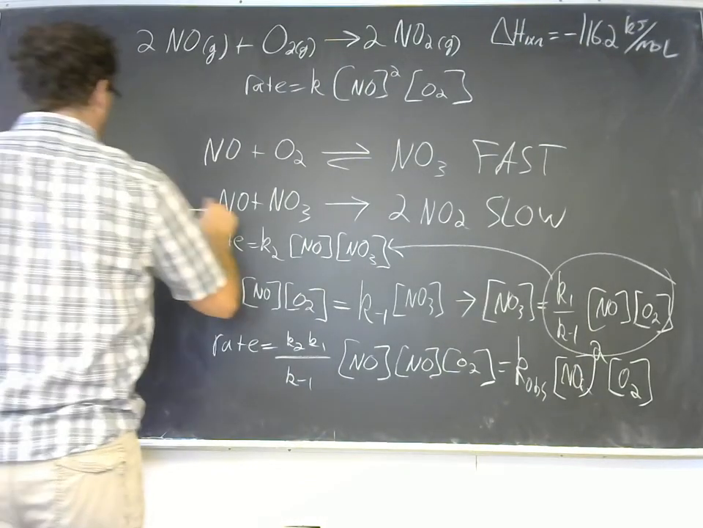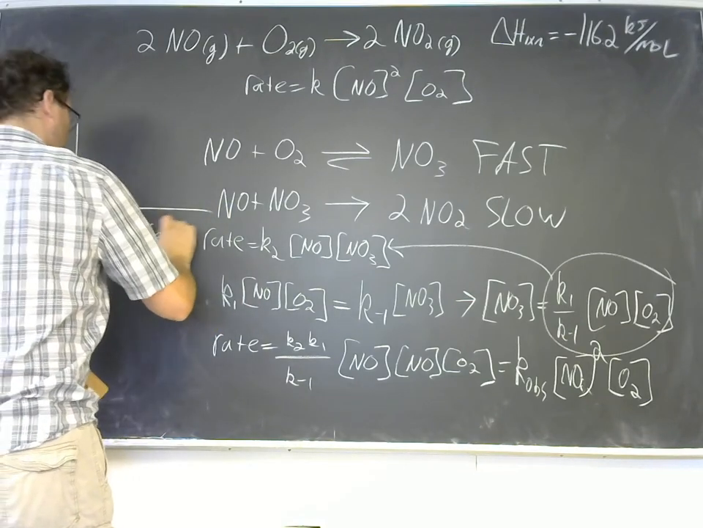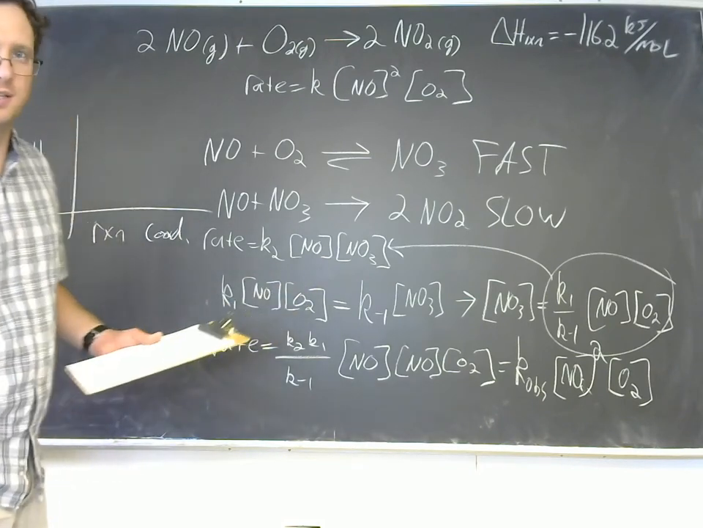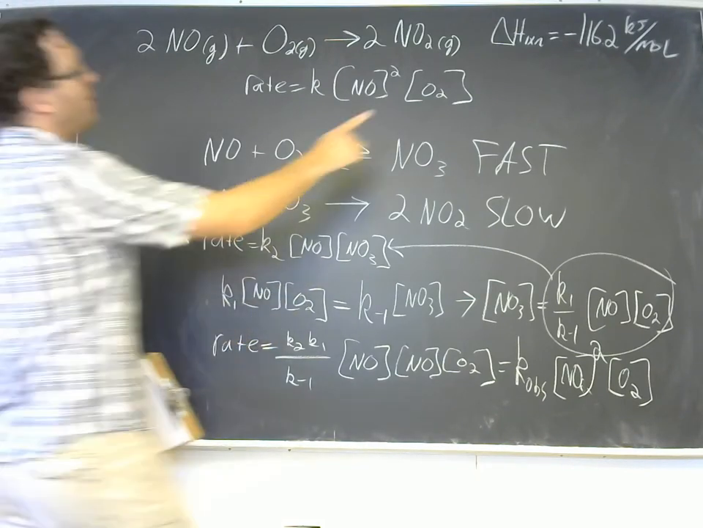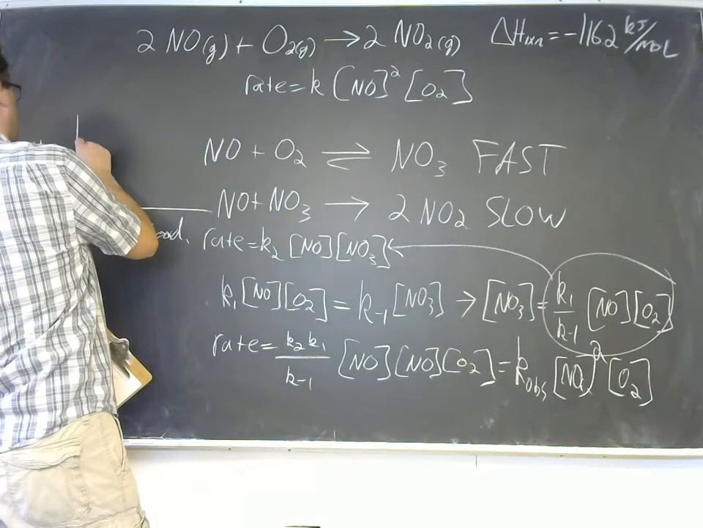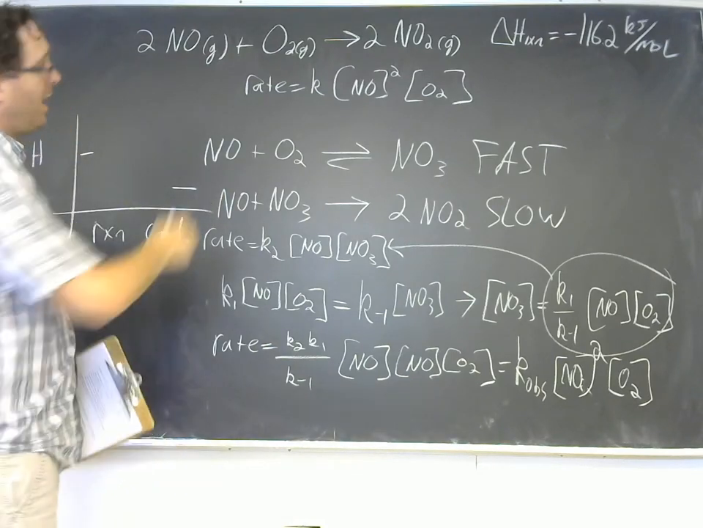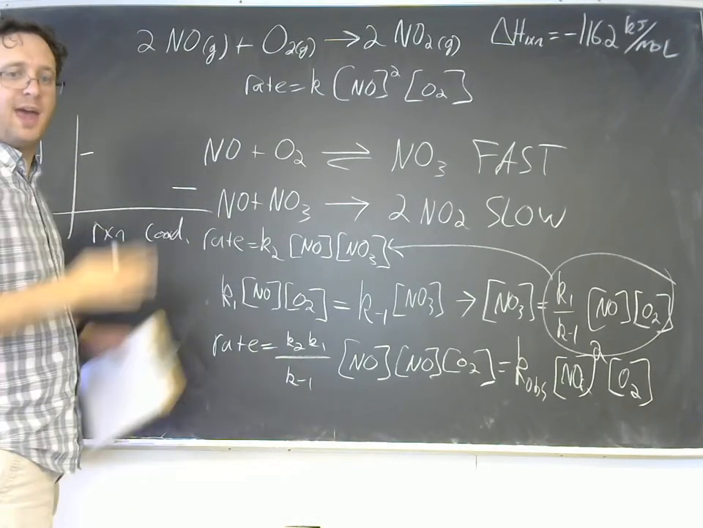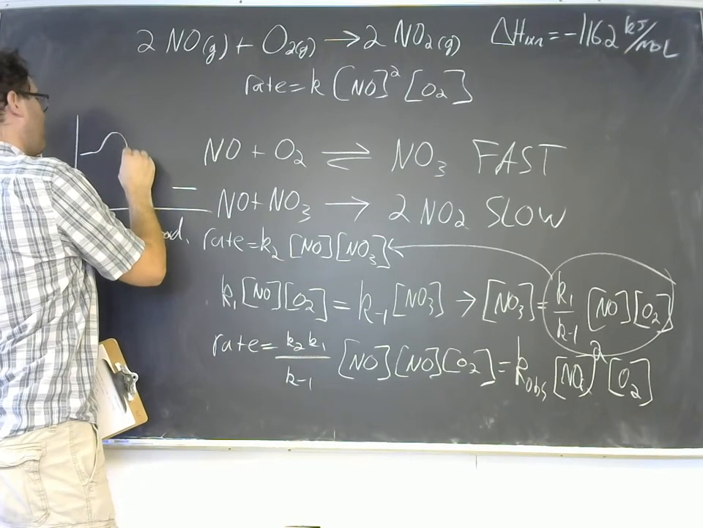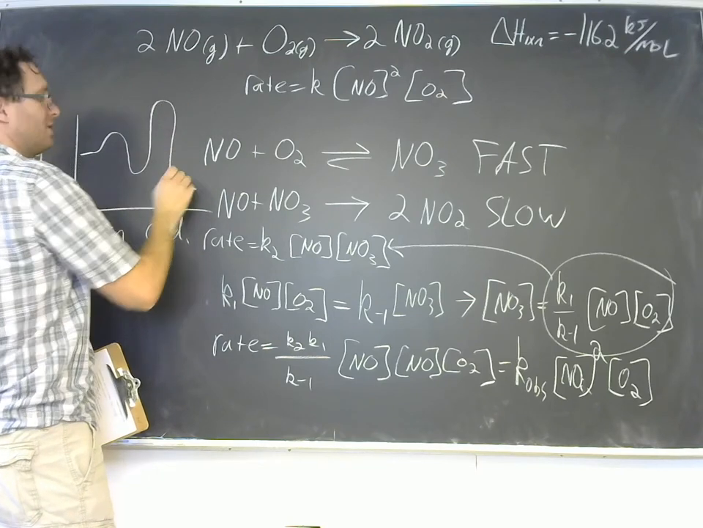And if I were to draw a reaction coordinate diagram, I can actually be fairly detailed in what I draw. So first of all, the overall reaction is exothermic, so I'll put my reactants higher than my products. I know it's a two-step mechanism, and the first step is fast. So I'll have a small hump for the first step and a taller hump for the second step.